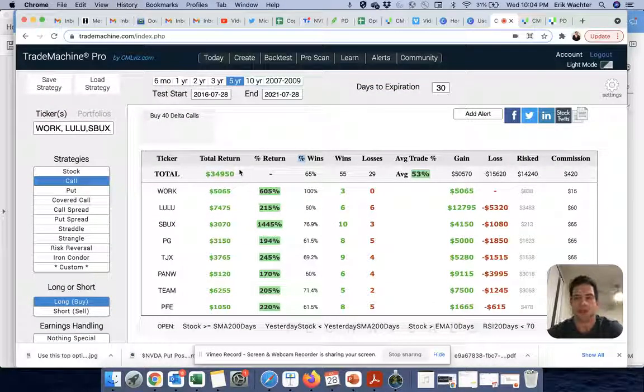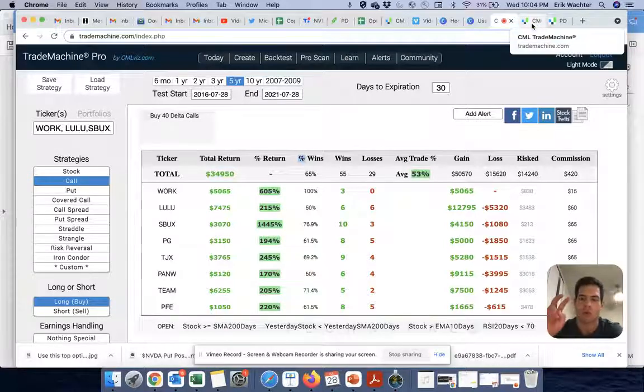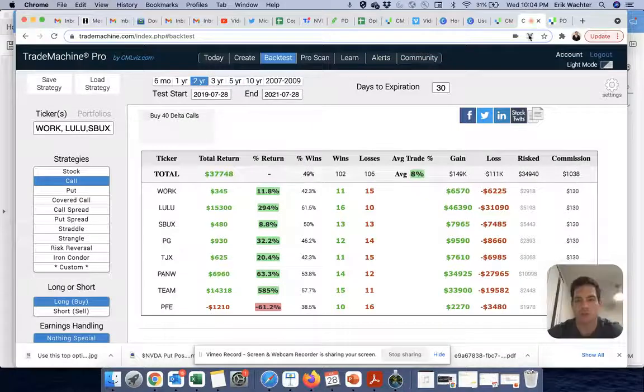I'm going to show you, but first I'm going to show you what it looks like without the technicals. Everything is the same, but we're not using the technicals. So basically, we're just opening calls every 30 days, regardless of where the stock is. Let's take a look at the backtest results for that. This is like our control group. So here's the control group.